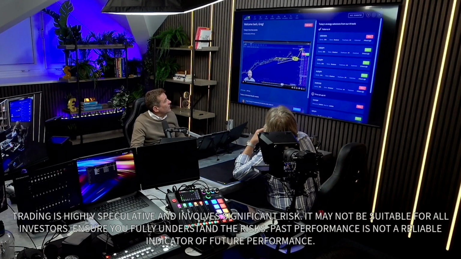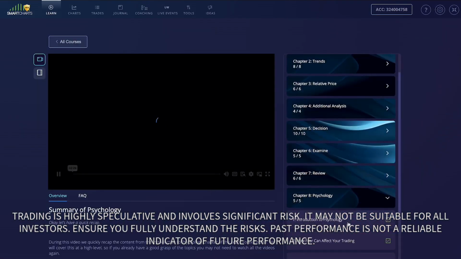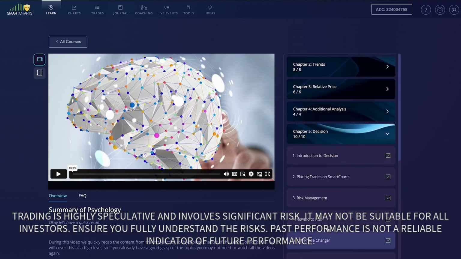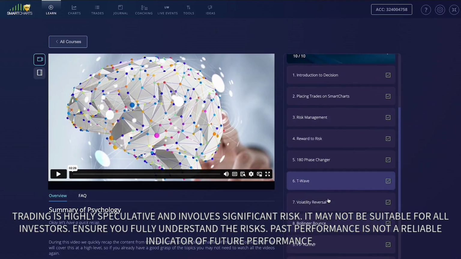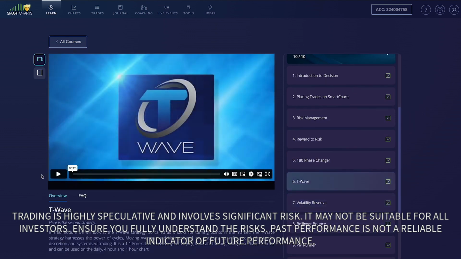So for those of you that don't know about the T-wave strategy, if you want to know how to access it or to learn about it, you'll have the Learn Forex program here. And if you just ignore the imagery of me looking a bit chubby, that was. But this is another awesome feature of Smart Charts. It's got all these tutorials that have been recorded by you in a professional way, teaching people the basics, the intermediate, the trading strategies, the checklist you need, all there. It's inbuilt. It's a one-stop shop.